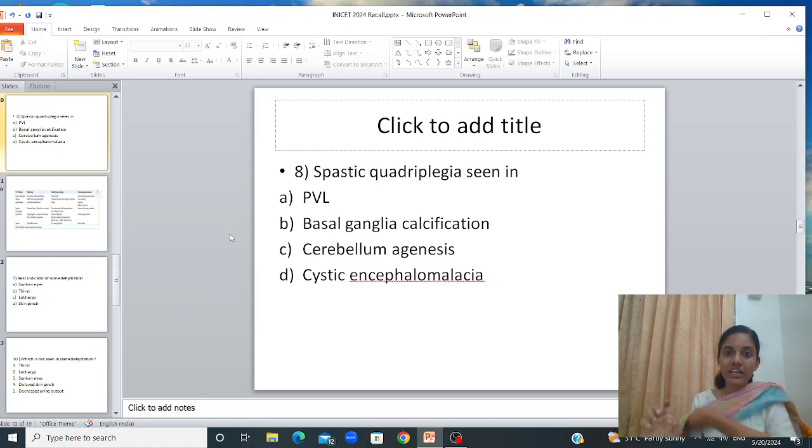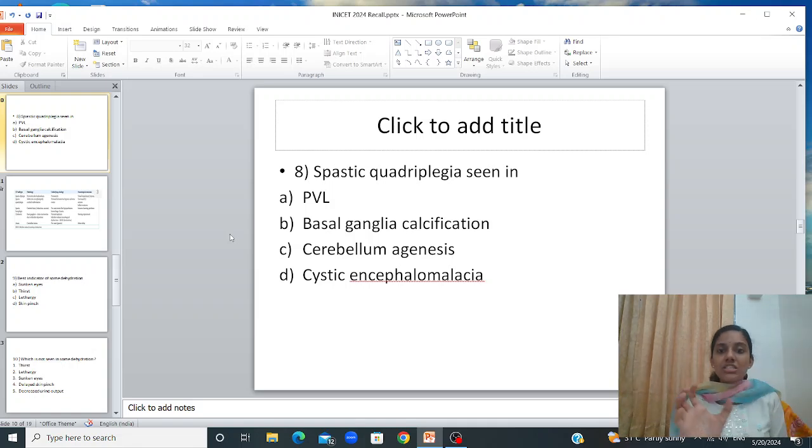This question we have done in our TND session. So spastic quadriplegia means all four limbs of the child have been affected. Spastic quadriplegia mainly occurs in a term child, while spastic diplegia mainly occurs in preterm children.